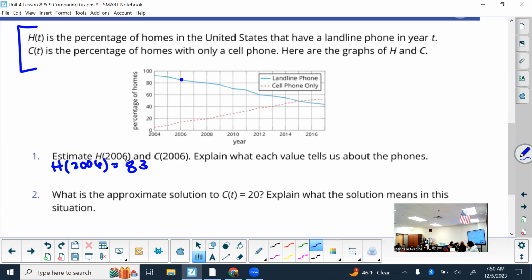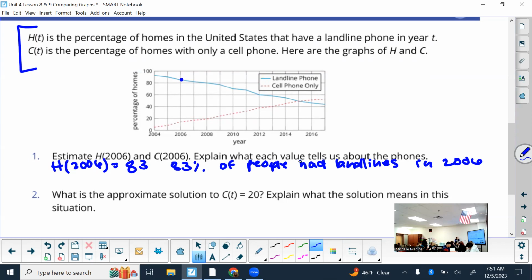Now, what does that mean? Table 3, can you tell me what it means? Okay, perfect. So 83% of people had a landline in 2006. So like house phones. Right, perfect.